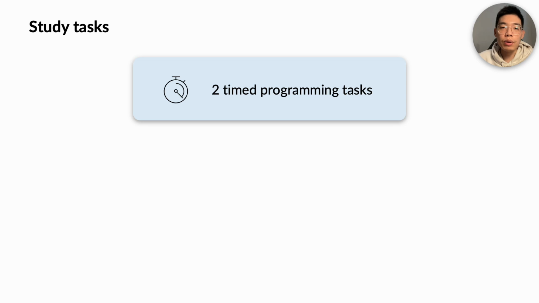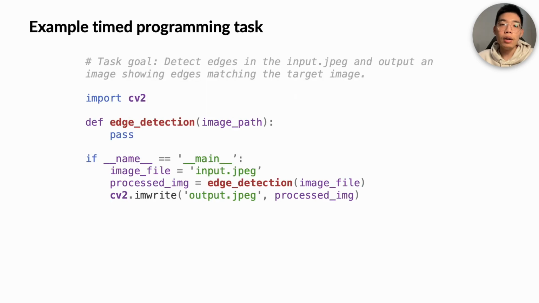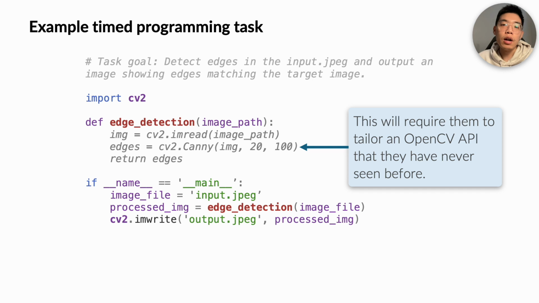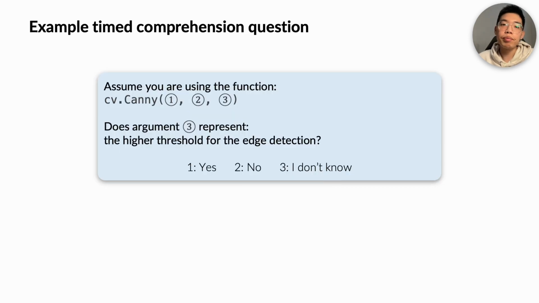Our study began with timed programming tasks. Like this one, each task required participants to interact with a code suggestion with an unfamiliar API. In both cases, a function from the OpenCV library. The specific task involved taking an input image, doing some image processing on it, and then returning the processed image.